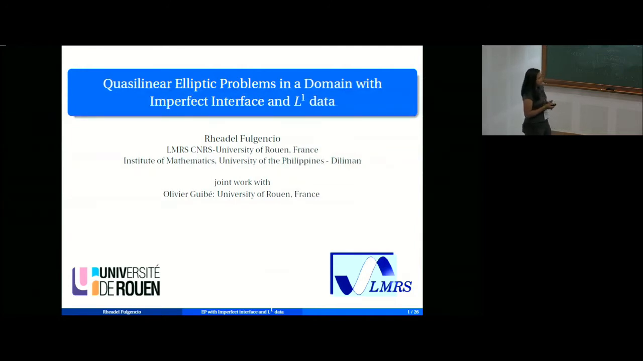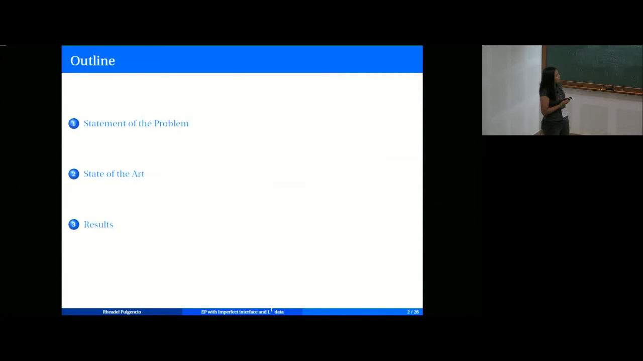Okay, so I will present our existence results on quasilinear elliptic problems in a domain with imperfect interface and L1 data. For my outline, it's just a simple outline: statement of the problem, then I will talk about some related works, and finally, I will present our results.